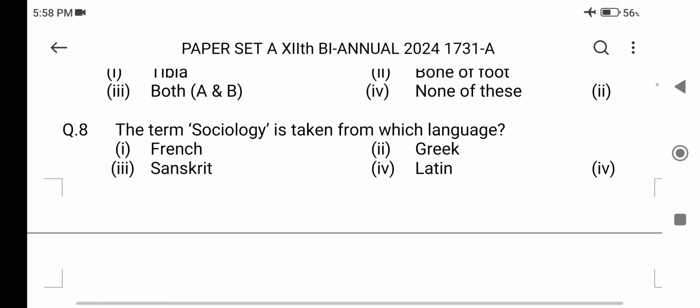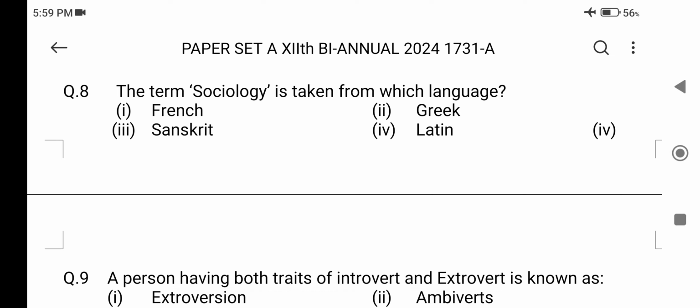Question number 8. The term sociology is taken from which language? Option first French, second Greek, third Sanskrit, fourth Latin. Answer is option fourth, Latin.